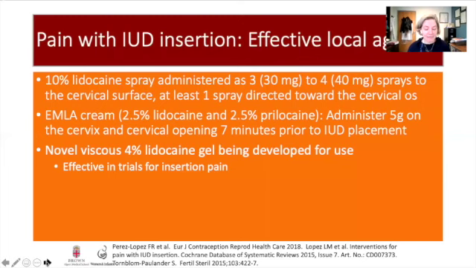Other local anesthetic agents that have been proven effective, although not as widely used, are 10% lidocaine spray and EMLA cream. And there is also a novel viscous 4% lidocaine gel that's being developed for use that adheres to the vagina better and stays in place compared to the 2% lidocaine gel product that is commonly available.